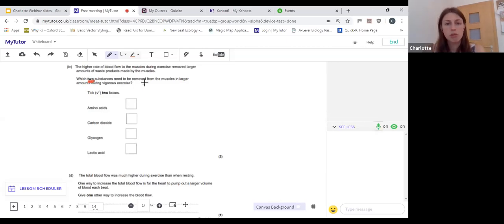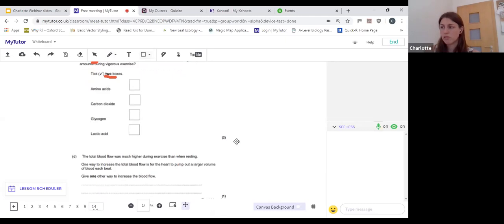Which 2 substances need to be removed from the muscles in larger amounts during vigorous exercise? 2 substances. Your choices, and you need to tick 2 boxes this time: amino acids, carbon dioxide, glycogen, and lactic acid. Well done. Good. Loads of people getting those right, well done.